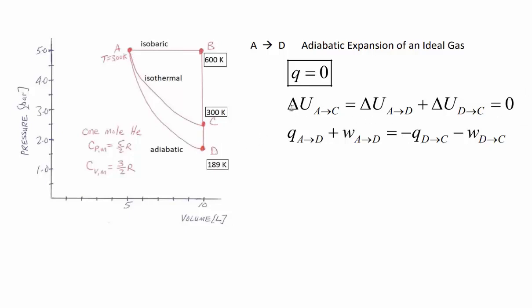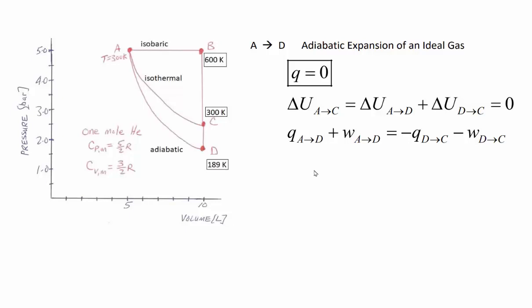So I can express that as the energy change for A to C is equal to the energy change from A to D plus the energy change from D to C. Since they're both 0, we can set the Q and W summation for A to D equal to the opposite of Q and W for D to C.